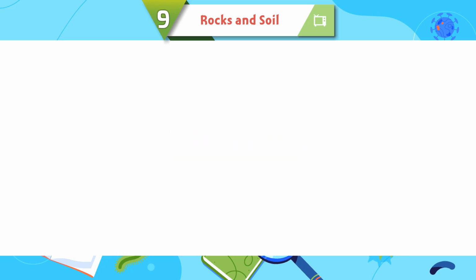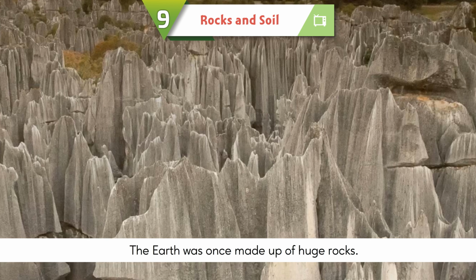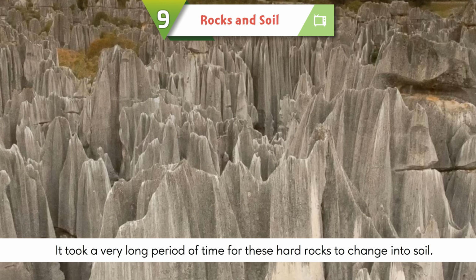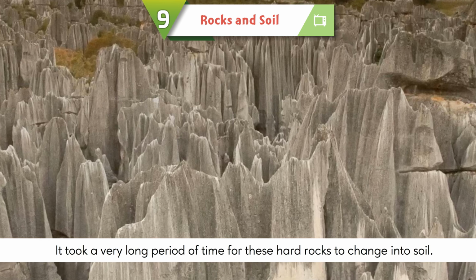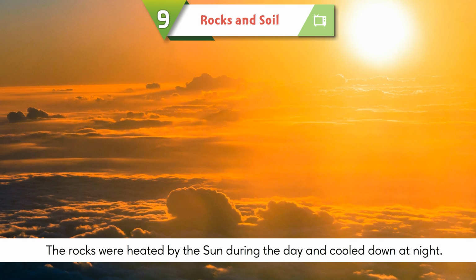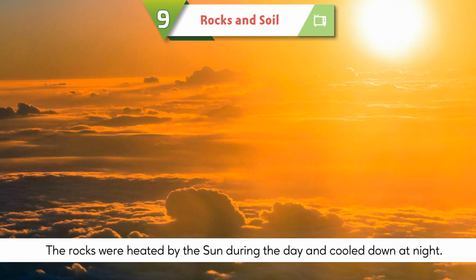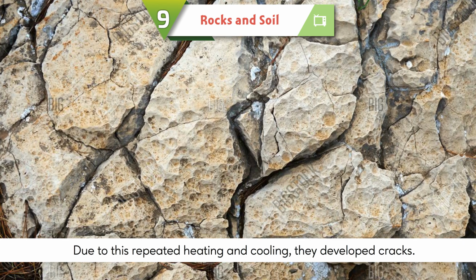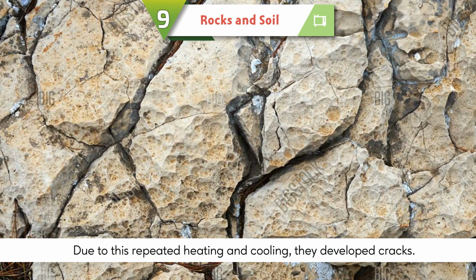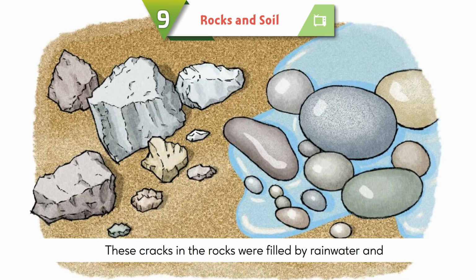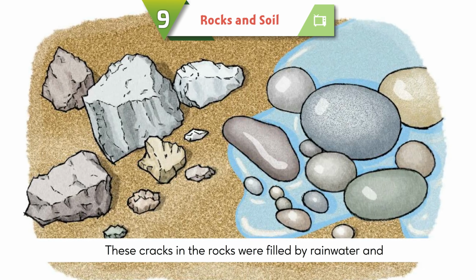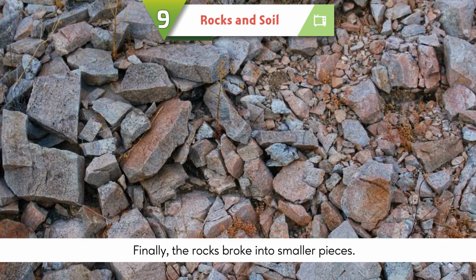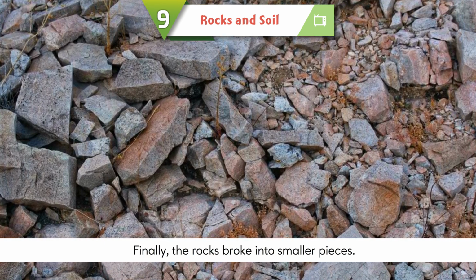Soil formation. The earth was once made up of huge rocks. It took a very long period of time for these hard rocks to change into soil. The rocks were heated by the sun during the day and cooled down at night. Due to this repeated heating and cooling, they developed cracks. These cracks in the rocks were filled by rainwater and they became bigger and bigger over time. Finally, the rocks broke into smaller pieces.